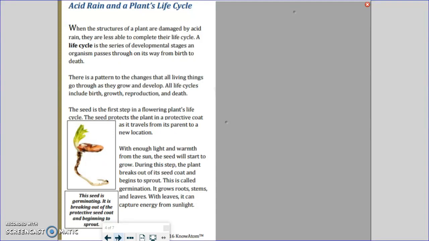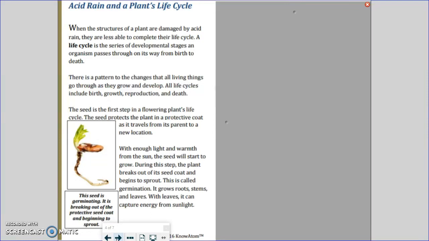Acid rain and a plant's life cycle. When the structures of a plant are damaged by acid rain, they are less able to complete their life cycle. A life cycle is the series of developmental stages an organism passes through on its way from birth to death. There is a pattern to the changes that all living things go through as they grow and develop. All life cycles include birth, growth, reproduction, and death.